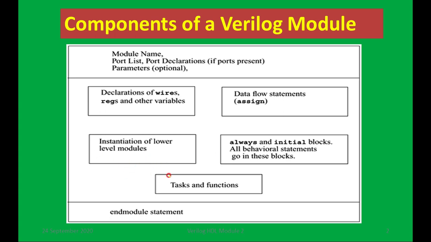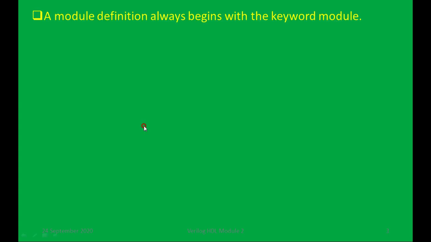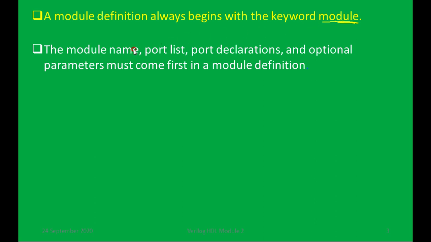Apart from that, like in C, we can also write tasks and functions in Verilog. And at the end we need to write the endmodule keyword. This is mandatory. Module definition always begins with the keyword module. So this module keyword is a must. Module name, port list, port declarations, parameters must come first in the module definition.